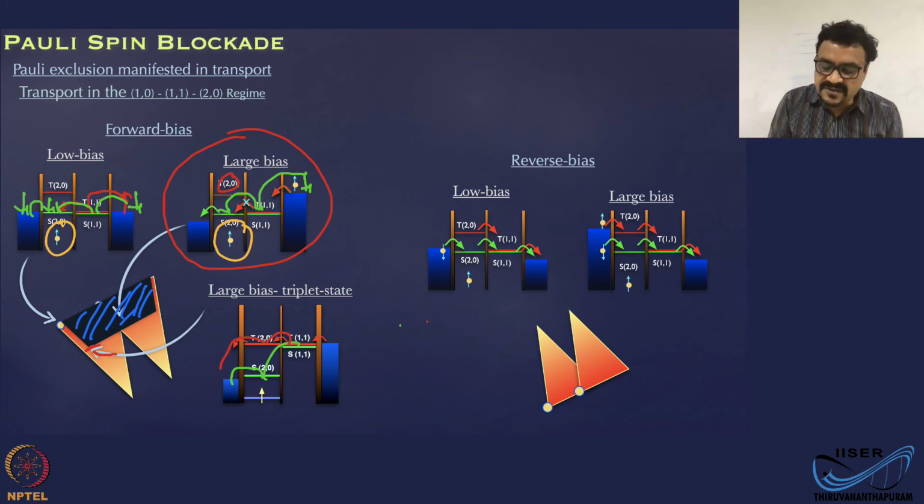Now let's look at what happens in the reverse bias case. Same configuration for the dot. Reverse bias, the spin down electron can go here. Okay, and if it is a spin up electron, it's not accessible, but it's okay. It will actually get replaced by a spin down electron because this level is in resonance with the drain. Okay, that is the situation when you have small bias.